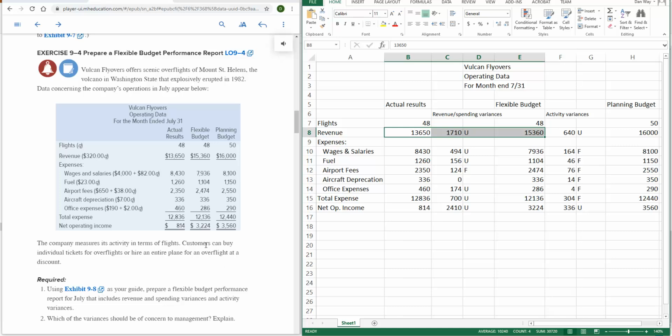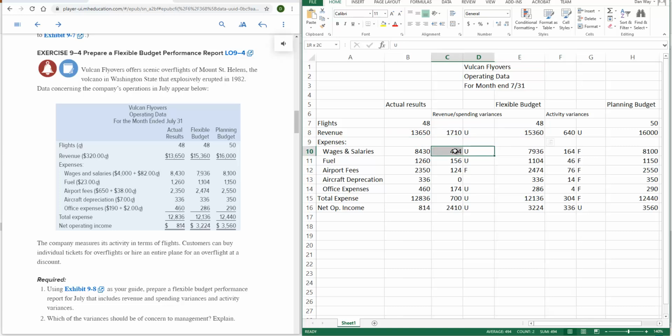One thing it told us is that customers can buy these tickets for overflights or hire an entire plane at a discount. So maybe that's what happened here. Maybe these flights were these overflights and we had to discount the price somewhat unexpectedly. That could be one possible answer there.